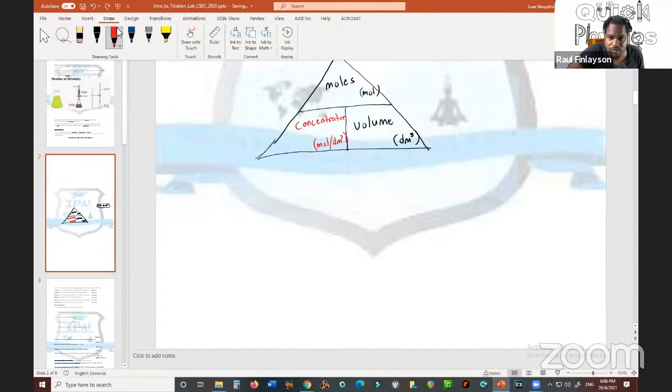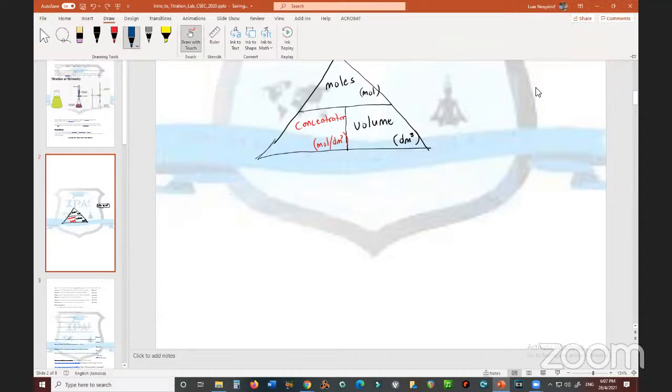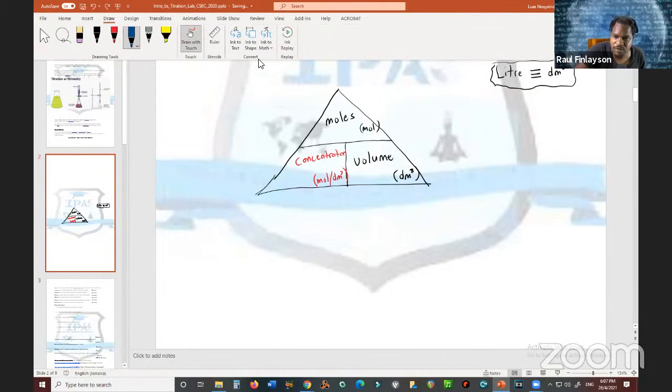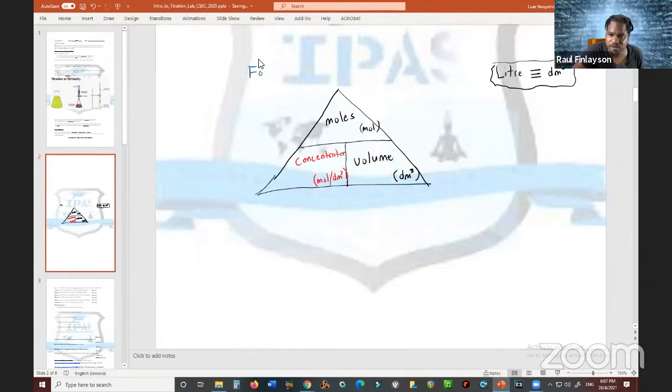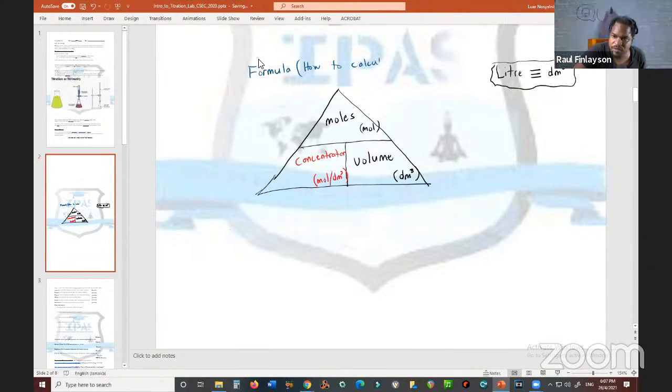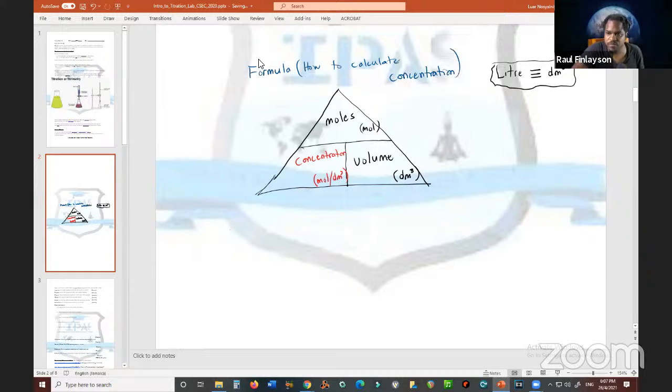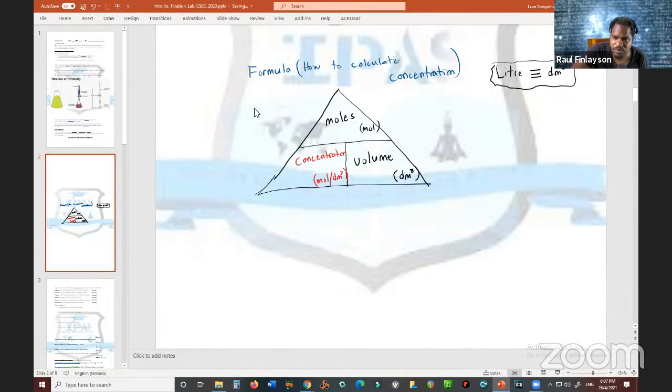All right, so what we have here is our formula for how to calculate concentration. This is needed for the lab, and in fact this is needed for like three labs in chemistry, crucial labs. As you say, these are exam-passing information here. So how to calculate concentration?